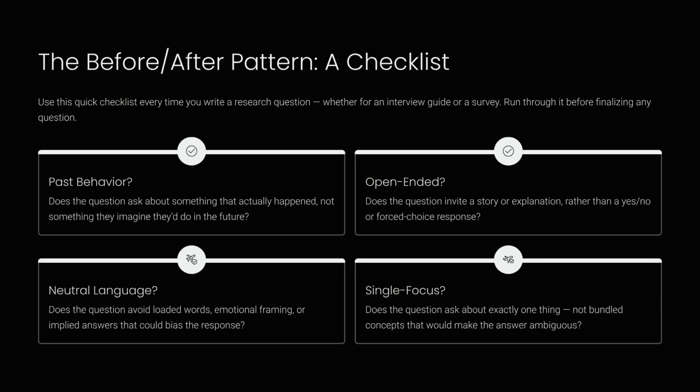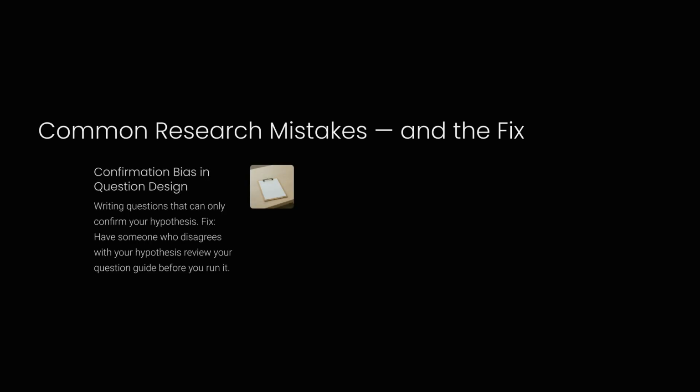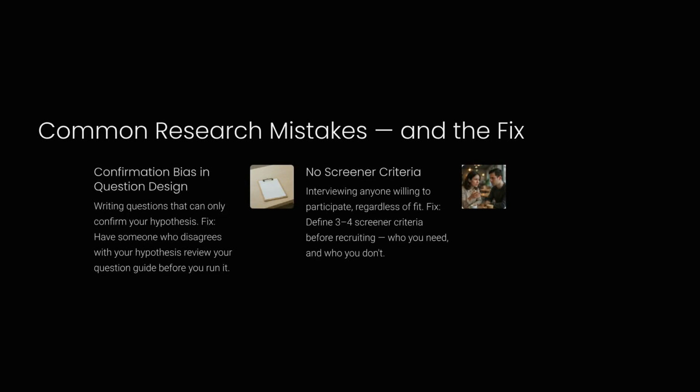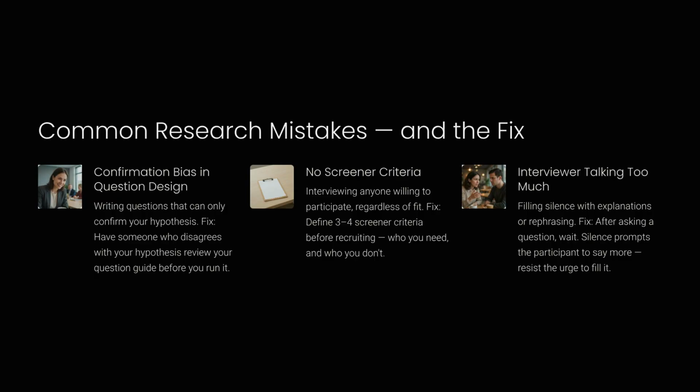Use this before and after checklist for every question you write. Ask yourself, does it focus on past behavior? Is it open-ended? Does it use neutral language? And is it focused on a single topic? Finally, avoid common pitfalls like confirmation bias, forgetting to define your screener criteria, or talking too much during interviews. These simple fixes can drastically improve the quality of your research findings.